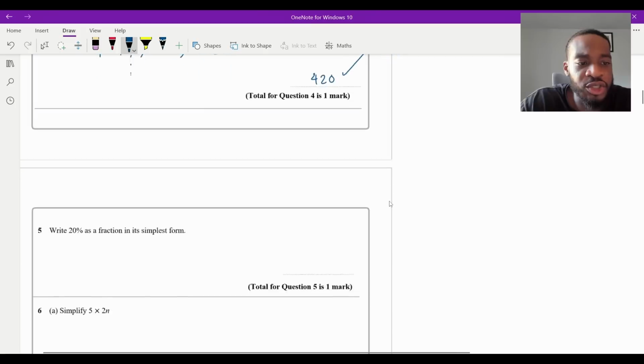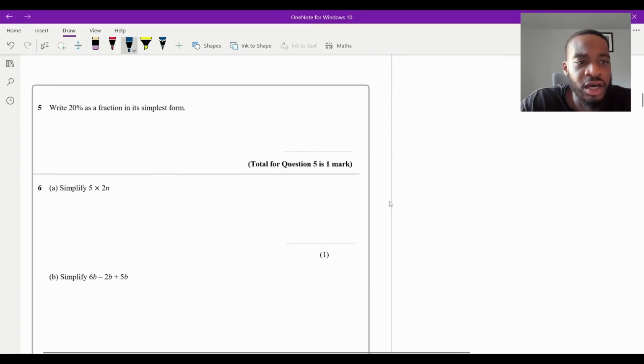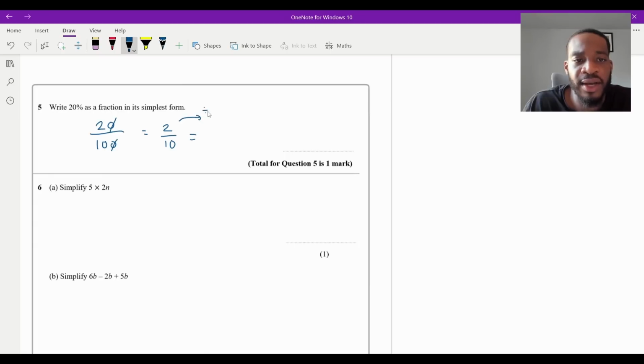Now, question 5. It says write 20% as a fraction in its simplest form. Okay, so we're dealing with a percentage now. We will need it as a fraction. Remember, percentage just means you divide it by 100. So this is actually 20 divided by 100. Then simplifying that, we can cross out a 0 from the top and bottom. That's just 2 over 10. Then you can simplify this by dividing top and bottom by 2. That's just going to be 1 over 5. So this is just a fifth.